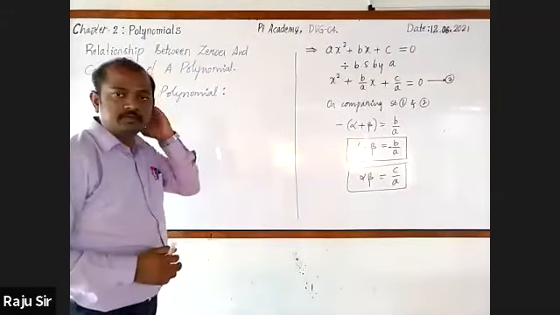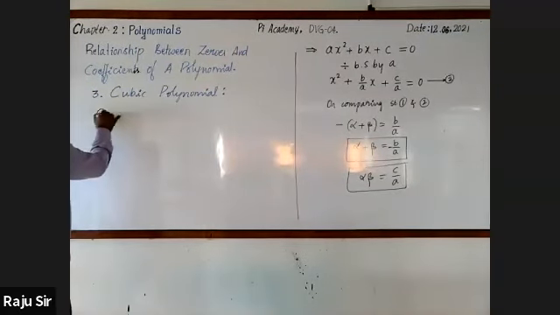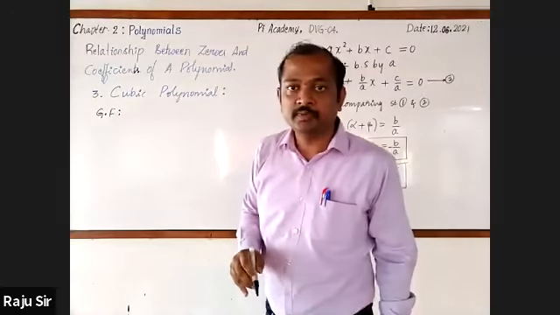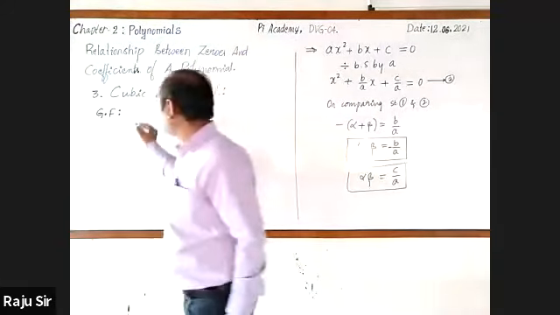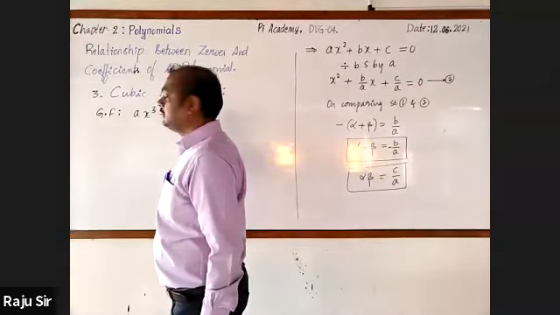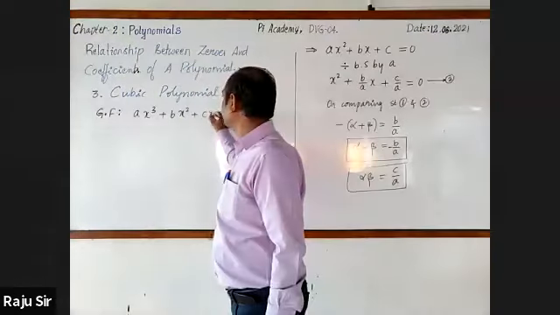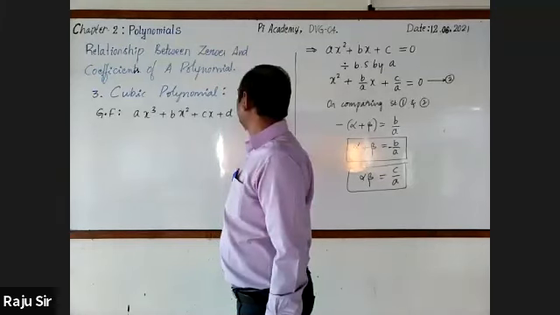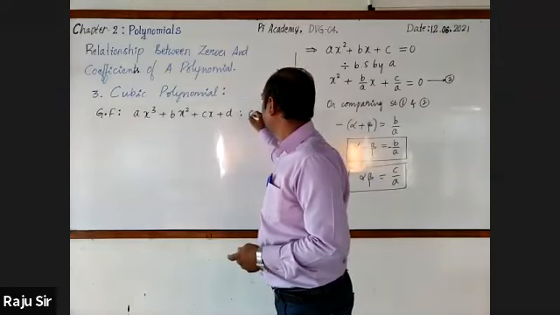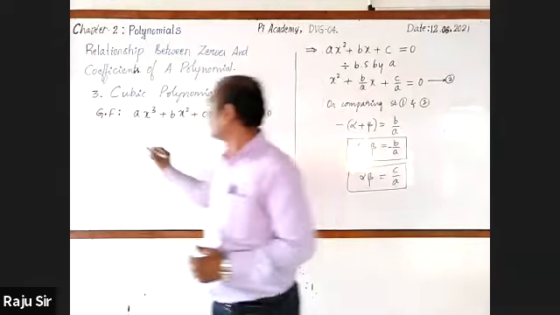Cubic polynomial. Right. First, general form. Go on writing with me. Cubic polynomial: it is ax cube plus bx square plus cx plus d equal to 0, where a is not equal to 0.